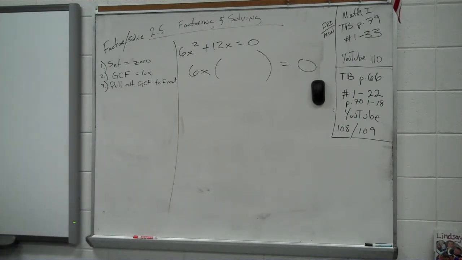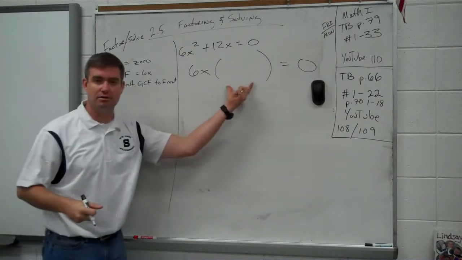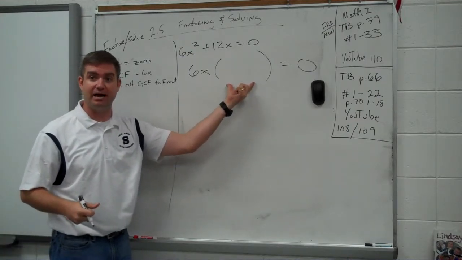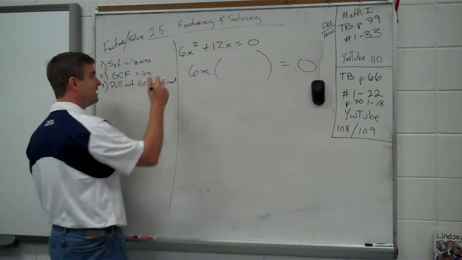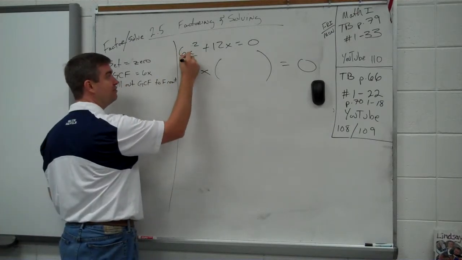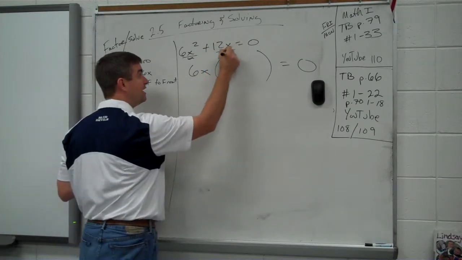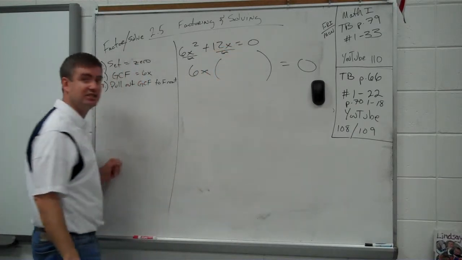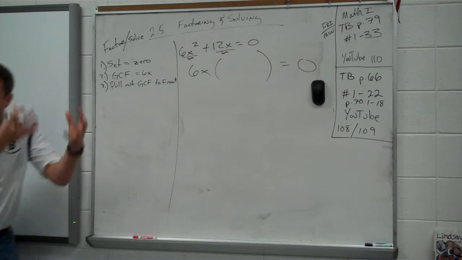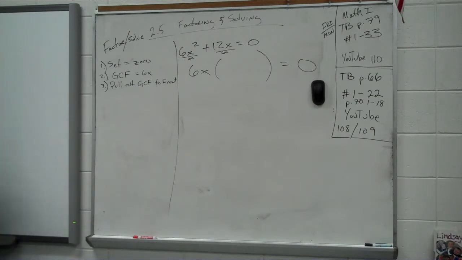You got to think about the hardest part of this type of problem is figuring out what goes in the parentheses. When I pull out 6x to the front, you have to be able to figure out what goes here. And I'll show you how you figure that out. You take the 6x squared and you divide it by the GCF, 6x. You take the 12x and you divide it by the GCF. You divide out that GCF. You pull it out to the front.